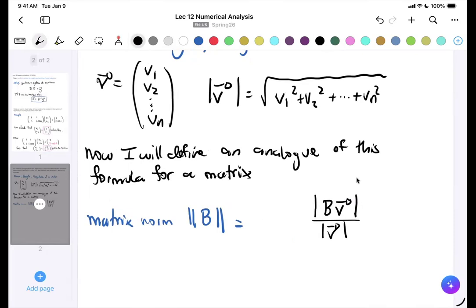Well, actually, let me write it this way. It's kind of like a maximum of a function. What I'm saying is that you're going to find the max of this function, which I'm going to call f of v. Let's say that the matrix is an m by n matrix. So if you have an m by n matrix, you have to multiply with a vector in Rn, right?